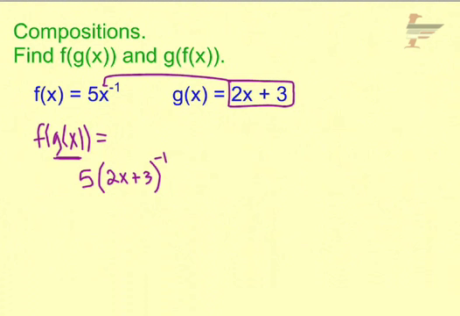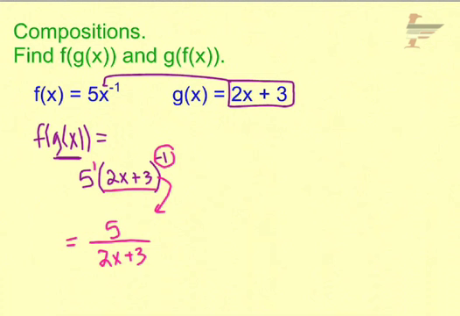And we have this negative exponent, which means something has to go to the bottom. And we're taking the negative exponent of what's just in parentheses, the 2x plus 3. So that actually is going to go to the bottom. The 5 has a positive exponent, so that will stay on top. So we have 5 over 2x plus 3, and now it's to the first power. So there's our first composition.